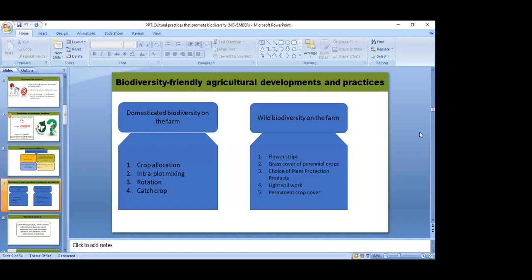We have discussed domesticated biodiversity on the farm, and we also mentioned wild biodiversity on the farm. For domesticated biodiversity on the farm, number one is crop allocation. In crop allocation, you decide the kind of crop you put in there based on the history of the land, based on the kind of crop that can grow in such land.